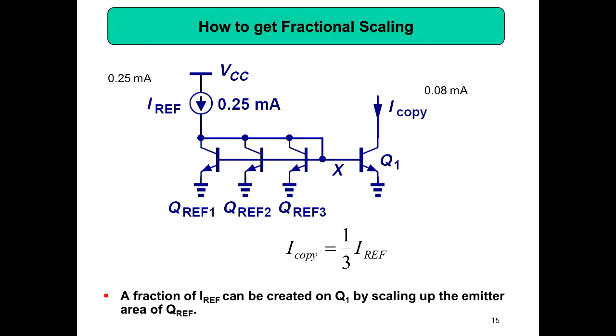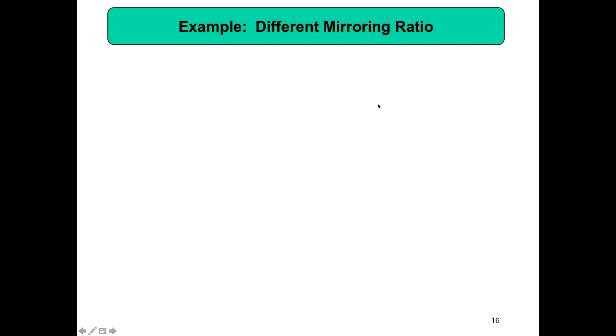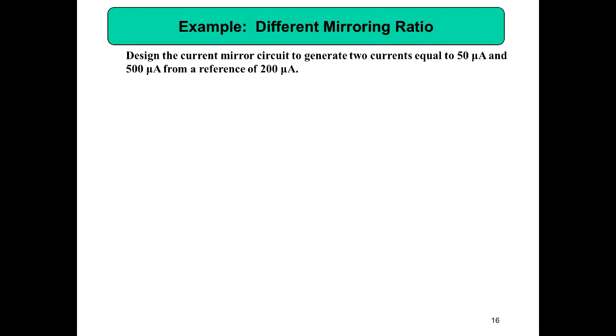A fraction of I reference can be created on Q1 by scaling up the emitter area of Q reference. So here what we are doing is splitting the current using transistors connected in parallel, this area, so that in I copy you can get a fractional value. So different mirroring ratio. Example means now you need to scale up and scale down.